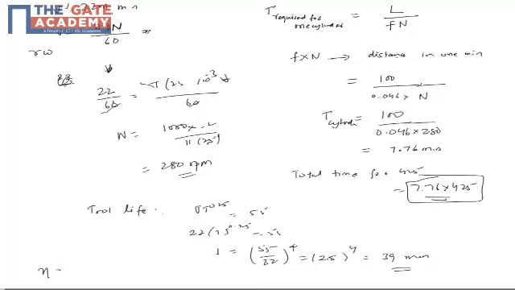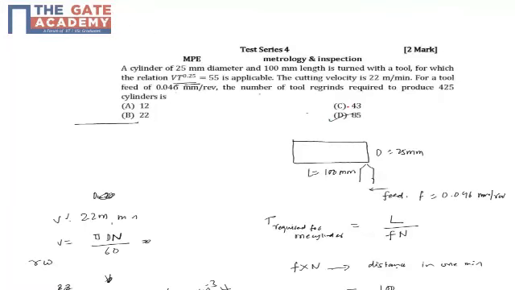Our total time required for 425 cylinders is this, so the number of tools required is the total time divided by the tool life. So this is 7.76 into 425 by 39, and if I calculate, this gives a value of 85. So 85 is the number of new tools required to do the job. So 85 tools is the answer. Thank you.